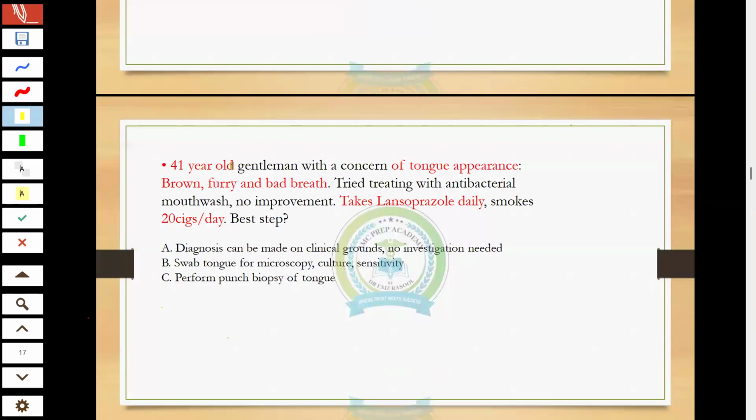Next, a 41-year-old gentleman with a concern of tongue appearance, brown, furry, and bad breath. Tried treating with antibacterial mouthwash, no improvement. Takes lansoprazole daily. Smokes 20 cigarettes per day. What is the first step?